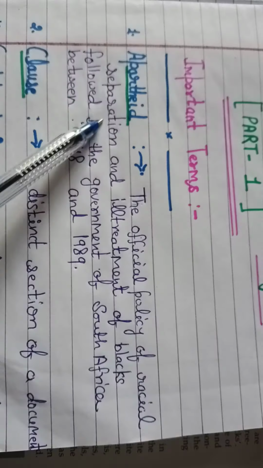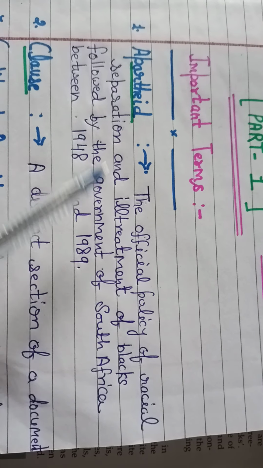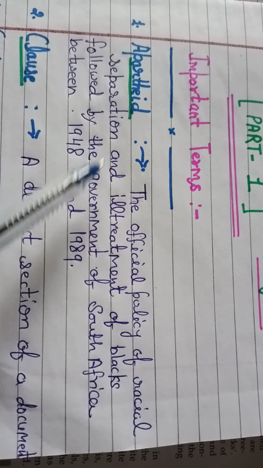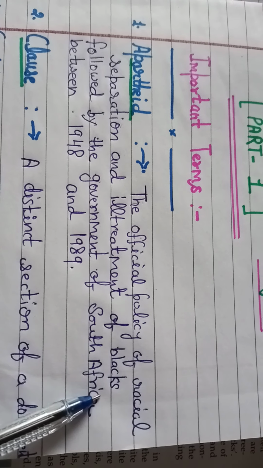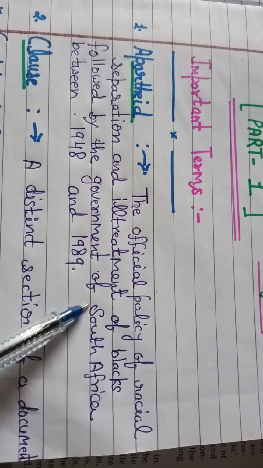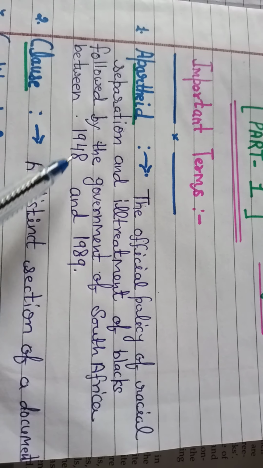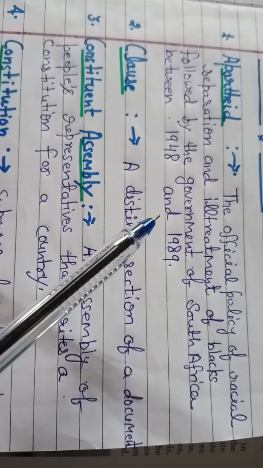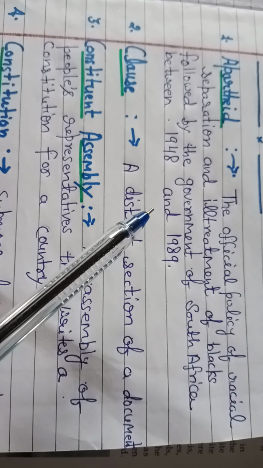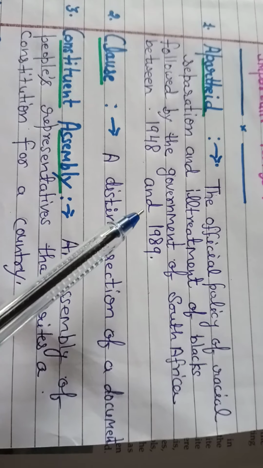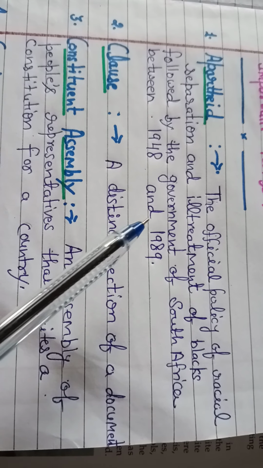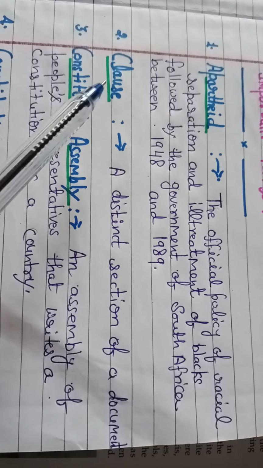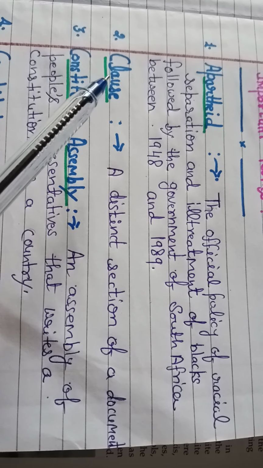First is apartheid. What is apartheid? The official policy of racial separation and ill treatment of black people followed by the government of South Africa between 1948 and 1989. If this word comes during the explanation, that black people suffered from the apartheid policy by the white people in South Africa, and you do not know the meaning of apartheid, then you will not understand the meaning of the statement.